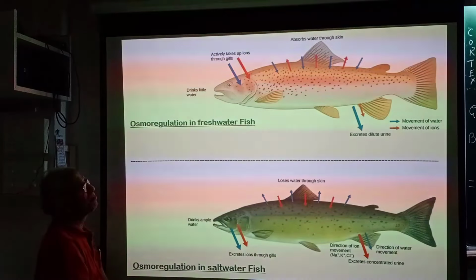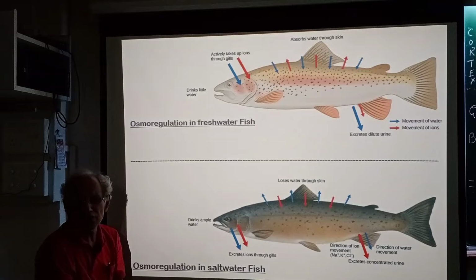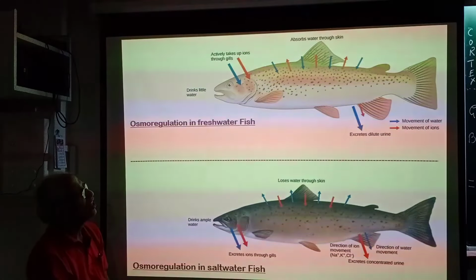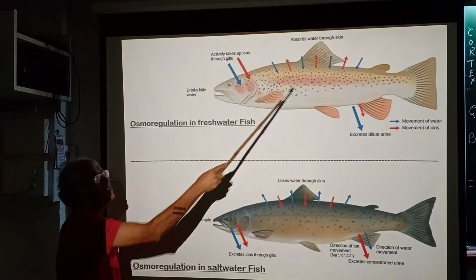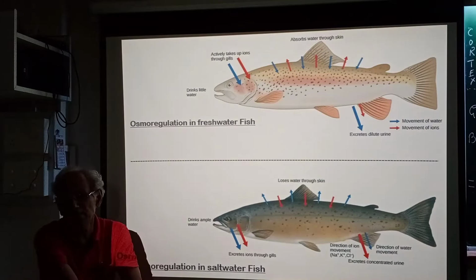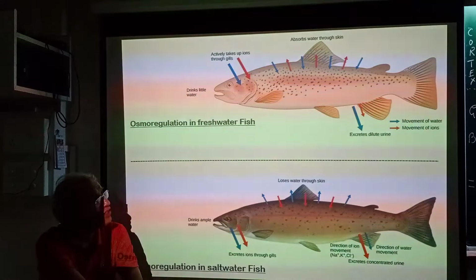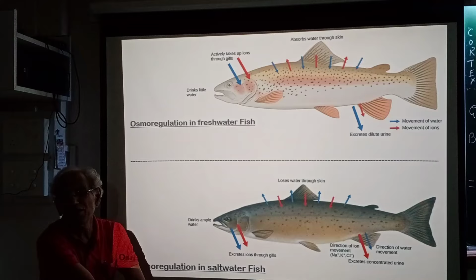Interesting, very interesting pictures. The freshwater fish, there are more minerals inside, because in the freshwater the amount of salts is less. Naturally, there is a tendency of osmosis. Have you heard of this word?